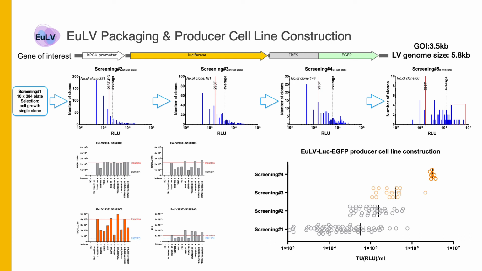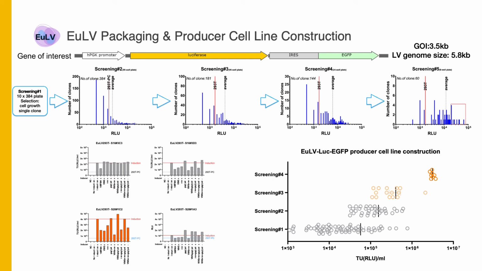These 4 figures at the top illustrate the screening results in the construction of the EuLV packaging cell line, which include 1 monoclonal screening step to identify single clones with good growth curve, and 4 functional screening steps, which identify the best production clones by measuring luciferase transduction titer after transient transfection of the luciferase plasmid.